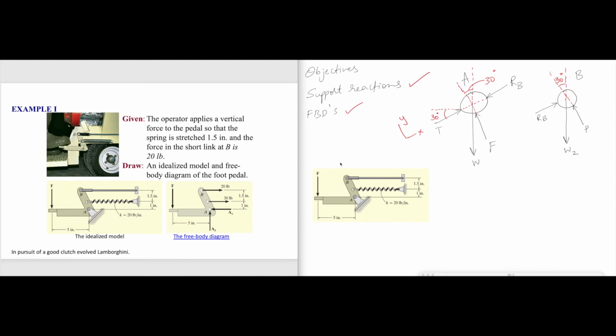So let's look at this equivalent system. At A, what do we have? At A, we have a pin, right? That means when we have a pin, it is free to rotate with respect to A, but it is not free to translate along the X or Y axis. That means first of all, we should assume and write what is our X, what is our Y.